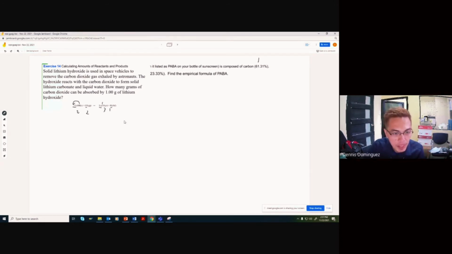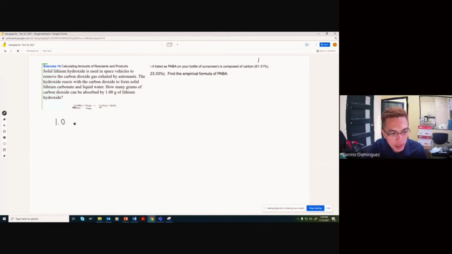So we can say this is a balanced equation for the reaction of lithium hydroxide and carbon dioxide. So the problem is how many grams of carbon dioxide is needed, or can be absorbed, by 1 gram of lithium hydroxide. Meaning to say, how much do you need to react with 1 gram of lithium hydroxide to produce lithium carbonate and the water. So you just need this 1 gram of your lithium.